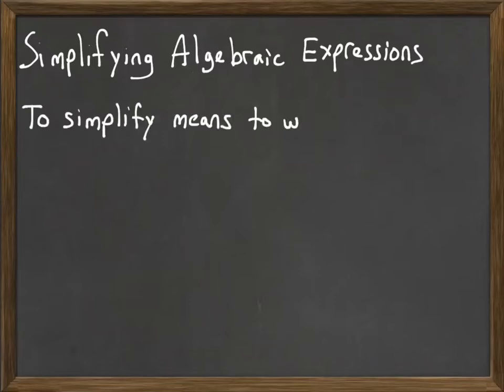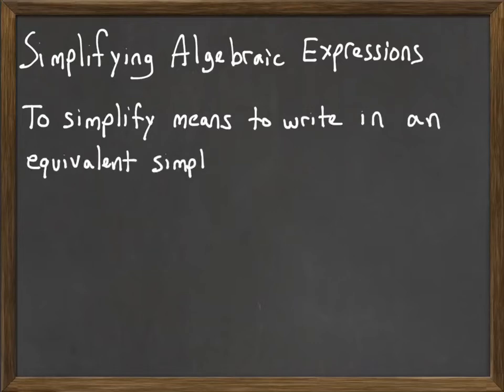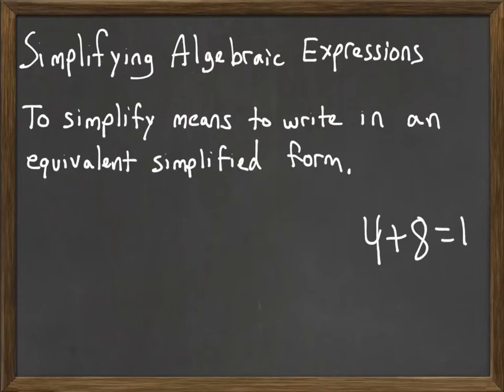Well, to simplify means to write in an equivalent simplified form, or simpler form, if you prefer. So we need to write something in an equivalent form, but we want to make it simpler. This is what we do with arithmetic. When we say 4 plus 8 equals 12, 12 is a simpler answer than 4 plus 8 was. So everything we've been doing with our order of operations has been simplifying a numerical problem. Now we're ready to talk about simplifying algebraic expressions.